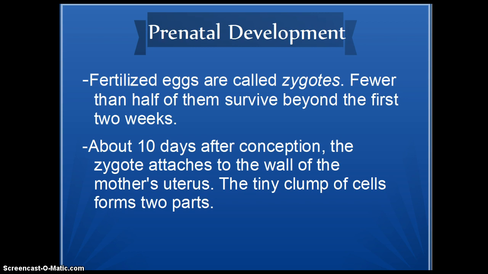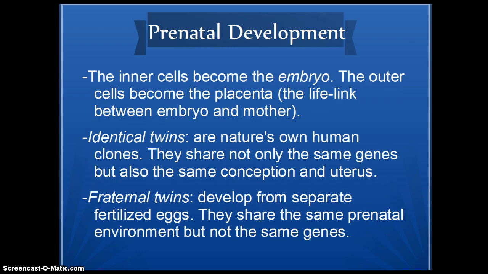When the egg becomes fertilized, it enters a 2-week period of rapid cell division. During this period, the developing cell cluster is referred to as a zygote. The period of development after the first 2 weeks results in a tiny clump of cells forming two parts. The inner cells form the embryo, and the outer cells form the placenta. The embryo development period lasts about 2 weeks after fertilization until the 2nd month.